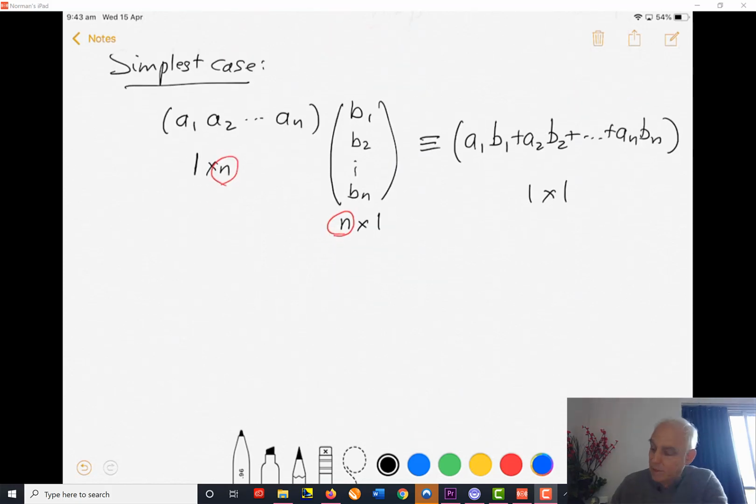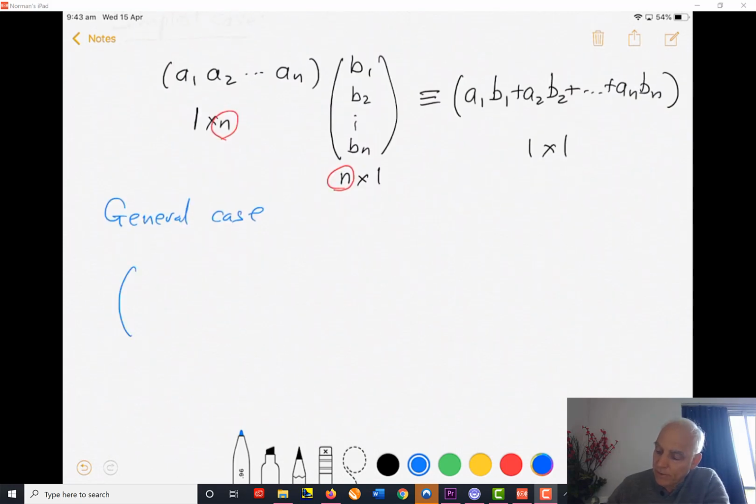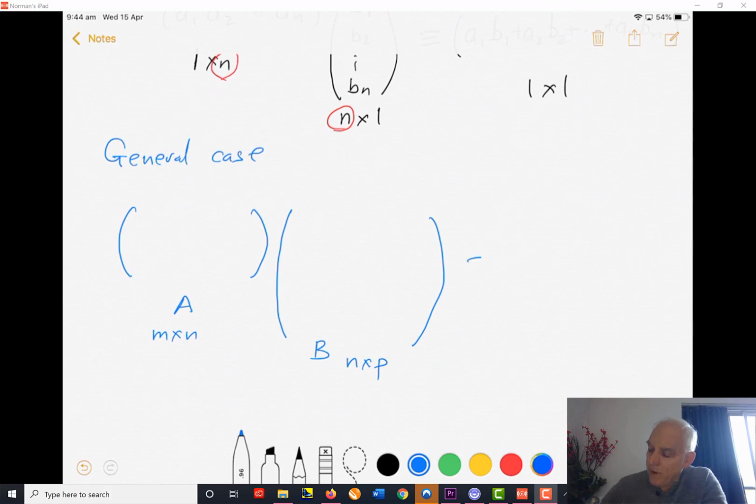So now let's look at the general case. I'll try to use the same dimensions as I had up here. So here's our first matrix, the matrix A, and it's an M by N. And then over here is the matrix we're calling B, and it's an N by P matrix. And over here, what we should get is another matrix called A times B, which should be an M by P matrix.